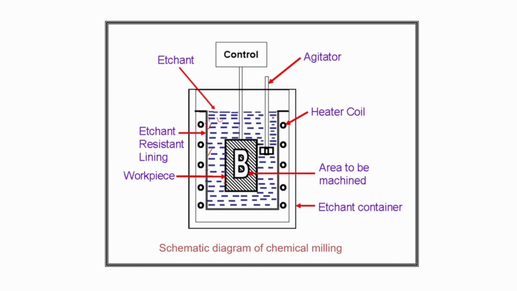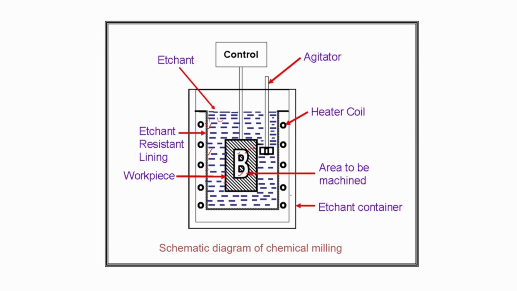Now here you can see this portion we don't want any machining, only this portion we need the machining. So on the other portions where we don't need any machining, the maskant is deposited or glued on the workpiece surface. After that it is dipped into the etchant bath. So this is the area where machining is required.